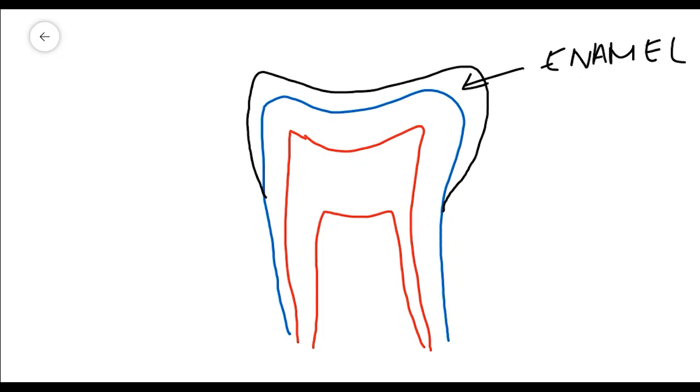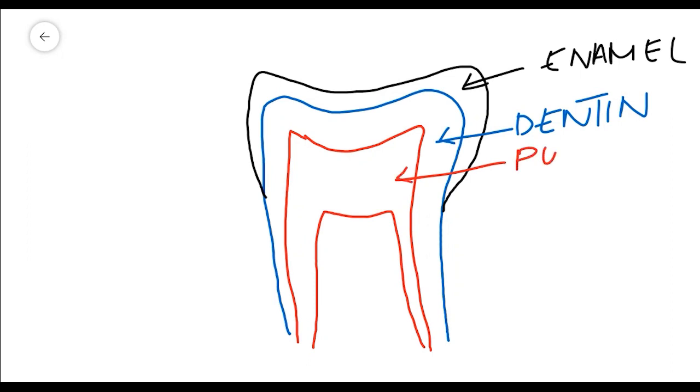In the root, the outermost layer of the root is covered by cementum. We'll talk about that in a short time. Now the second layer that is present in the tooth, that is indeed covered by the enamel, is known as dentine. This is the dentine part of the tooth. And finally, the innermost layer of the tooth, or the innermost structure of the tooth, is called pulp.